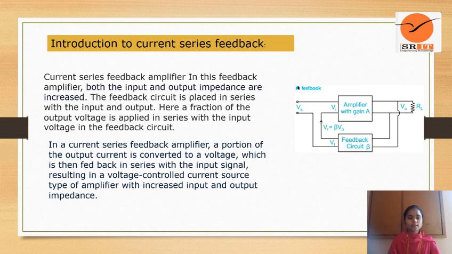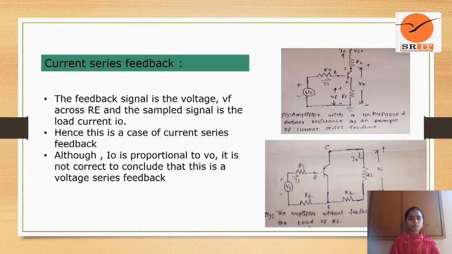In a current series feedback amplifier, a portion of the output current is converted into a voltage, which then can be fed back in series with the input signal, resulting in a voltage controlled current source. This type of amplifier increases input and output impedances.